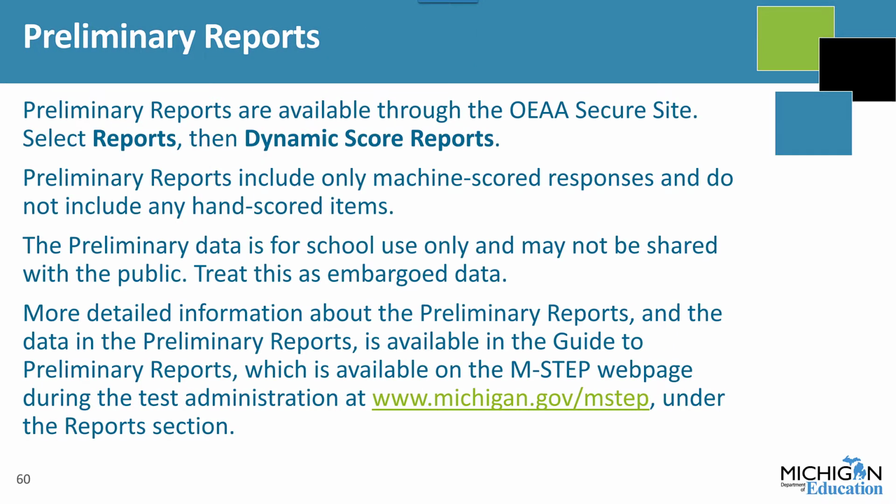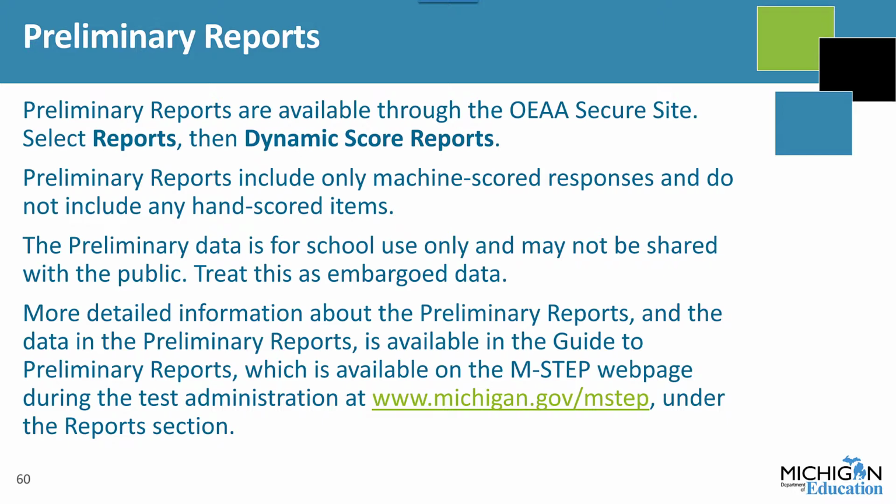The preliminary reports are available within 48 hours of the student submitting the test and will remain available until final reports are released. They are accessed through the secure site by selecting the Reports drop-down and then selecting Dynamic Score Reports. The preliminary reports only include machine-scored items. They do not include any hand-scored items.